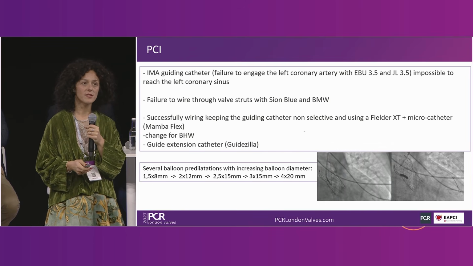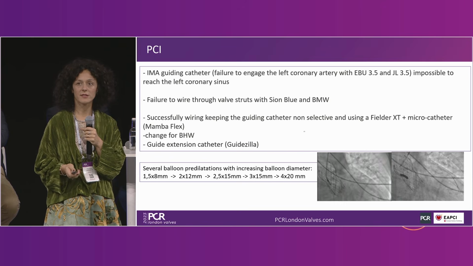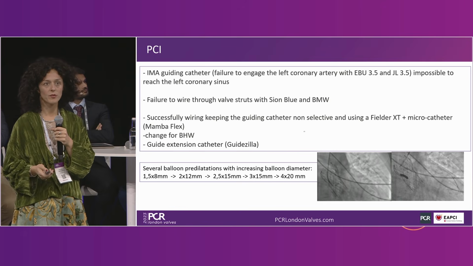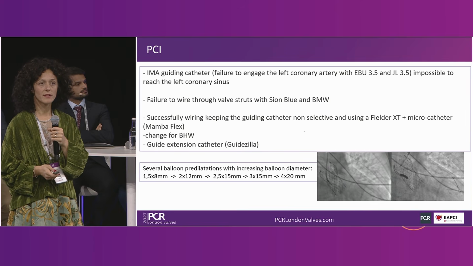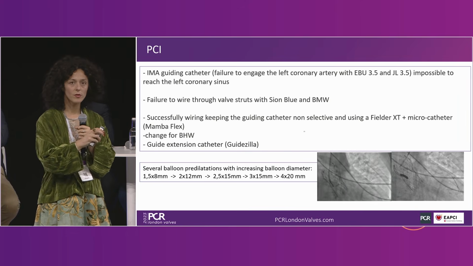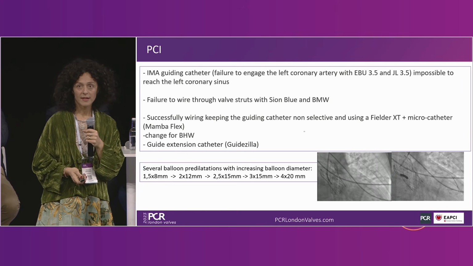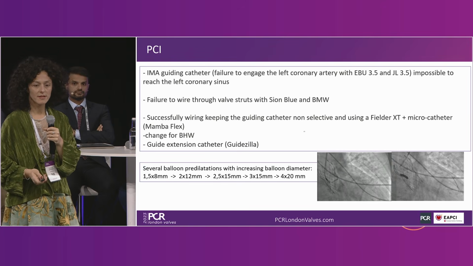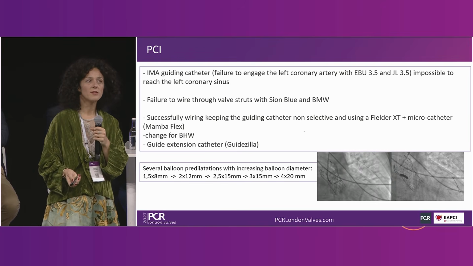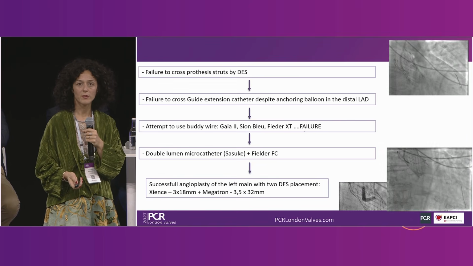Finally we succeeded using a microcatheter and a Fielder XT, and through the microcatheter we changed for a much more supportive guide wire, a BHW, and could advance an extension catheter which couldn't go through the struts, but anyway allowed us to predilate the coronary ostium with several balloons of increasing diameter. The problem was that even if we could achieve a predilation with a 4.0 balloon, we couldn't achieve the stenting.